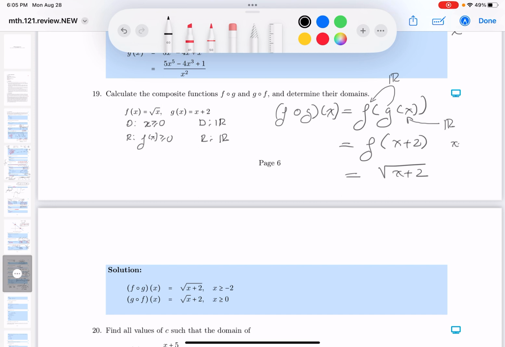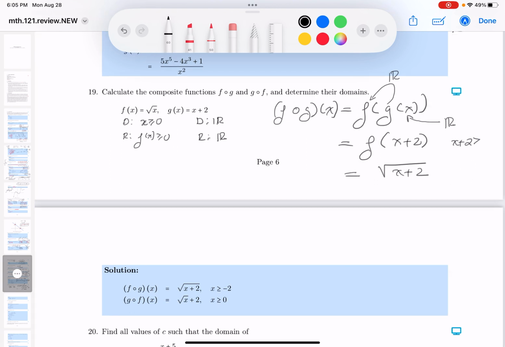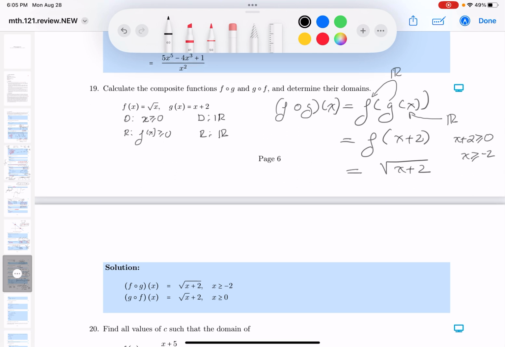What do we restrict? x plus 2 has got to be, I shouldn't say positive, I should say non-negative. What does it mean? x is greater than or equal to minus 2. So I'm going to write this down for you. The domain of this composition is going to be from minus 2 off to infinity. All right? Let's go to the next one.